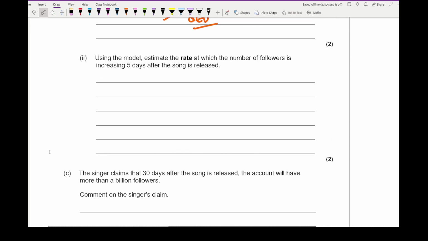Moving on to part 2, it says using the model, estimate the rate at which the number of followers is increasing 5 days after the song was released. As it says, a highlight to the word rate means that you're going to be using df over dt. And it says after 5 days, so where t equals 5. So from this, we can establish 0.5 multiplied by 9,200, which is given to you in the information in the question, and that gives us an answer of 4,600.